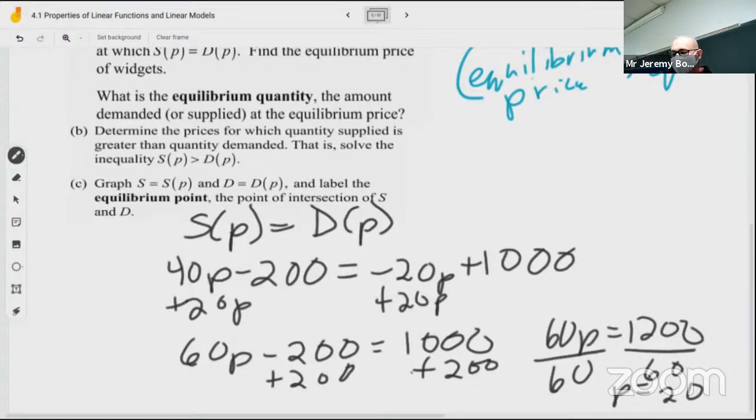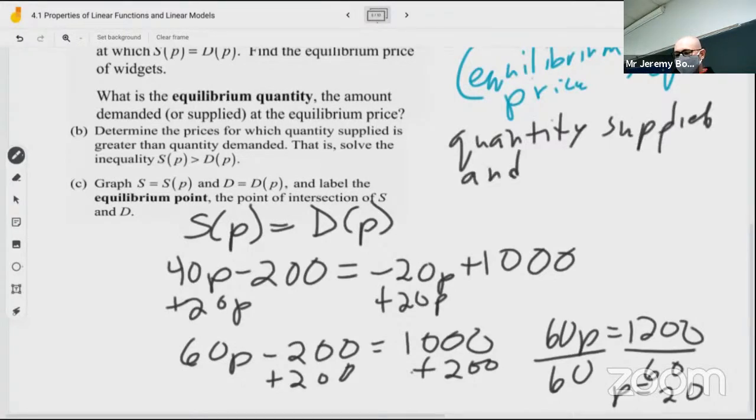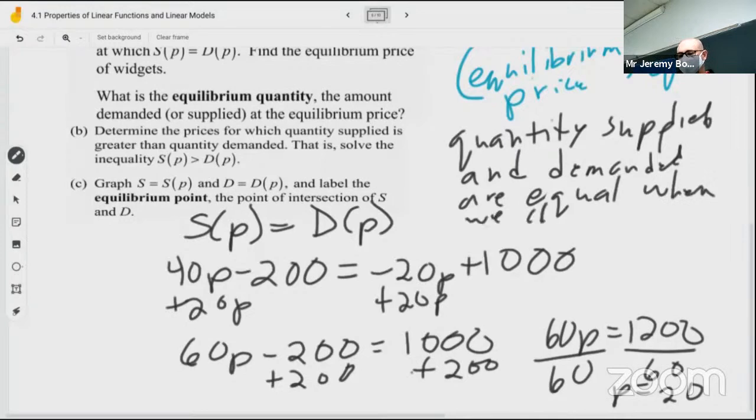So what that means is that the quantity supplied and demanded are equal when we charge $20. So we charge $20 for whatever we are charging for. The quantity supplied and the quantity demanded will be equal.